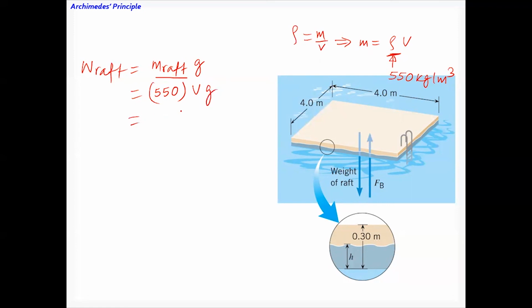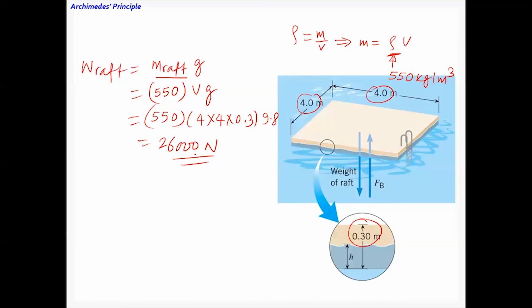Okay, so what is the volume? Volume is, again, these three multiplied together, right? So 550 times 4 times 4 times 0.3 times 9.8. Okay, if you multiply this together, you end up getting 26,000 Newton.